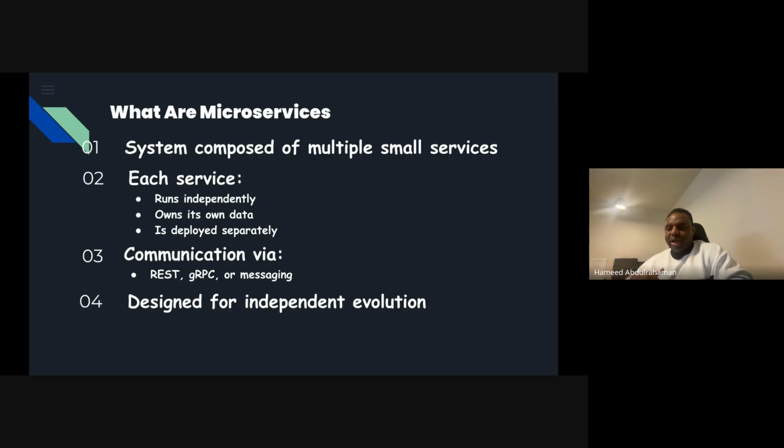So you can have more services. You can take out services you're not using. So in general, they are independent of each other, and you can evolve each of the services with time and with future needs.